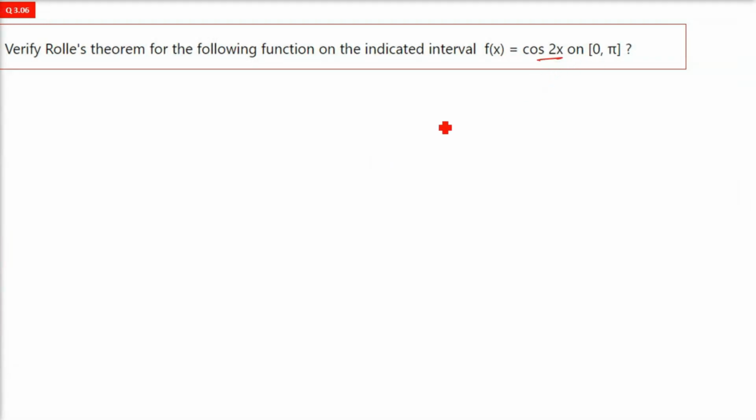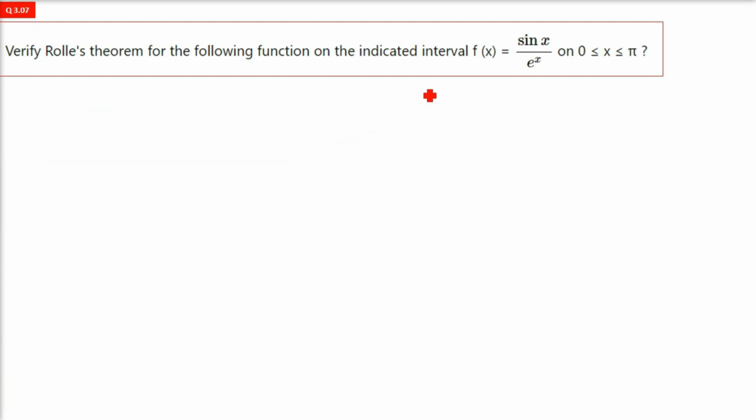Again, cos 2x, this one, sin x by e to the power x. Now this we are going to take in the next discussion.